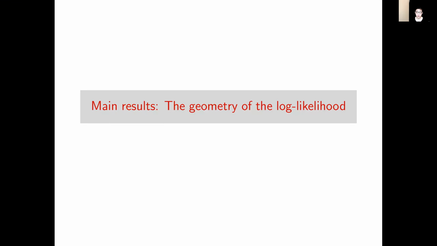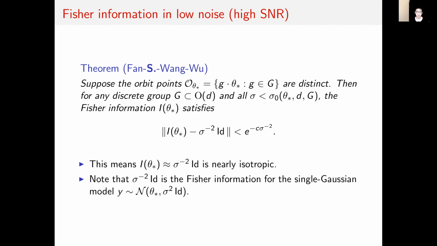Let me now move to our results on the geometry of the log likelihood. First, in the low noise setting, we show that the Fisher information is nearly isotropic. This means that it's very similar to the Fisher information for a single Gaussian rather than a Gaussian mixture.